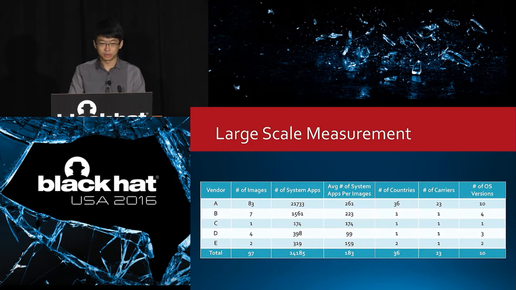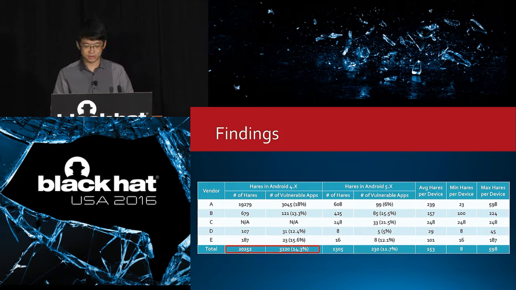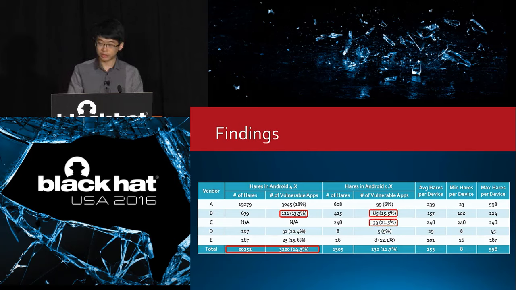Using our tool, we scanned 97 images containing more than 24,000 pre-installed apps. We collected images from 5 vendors covering 36 countries and 23 carriers. On Android 4.x, we found more than 20,000 Hare cases in more than 3,000 apps. We didn't have many 5.x images at that time, but looking at the percentage of vulnerable apps, some remain the same, some are at an even higher percentage, more than 20%, and some have dropped. We also found that on a single device, there are as many as nearly 600 Hare vulnerabilities. That's really a lot.